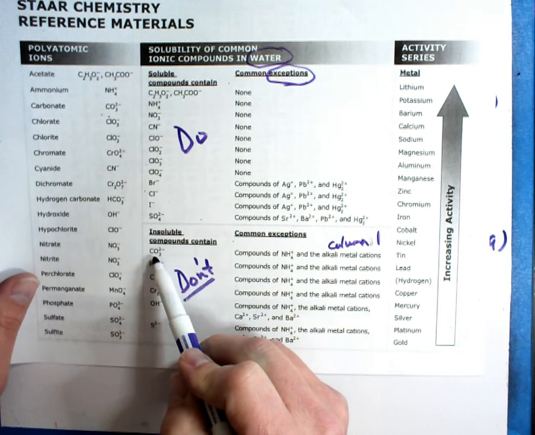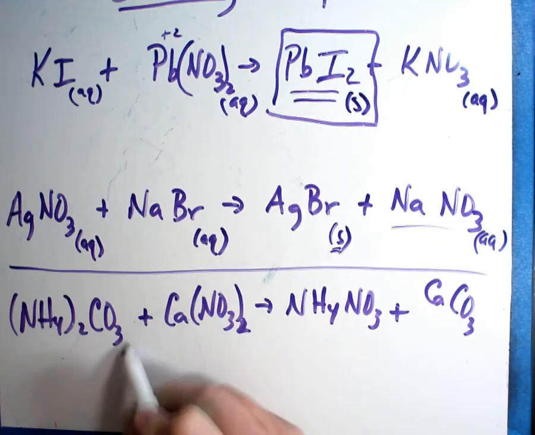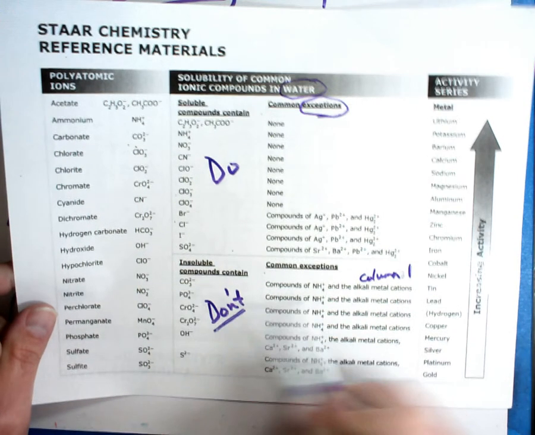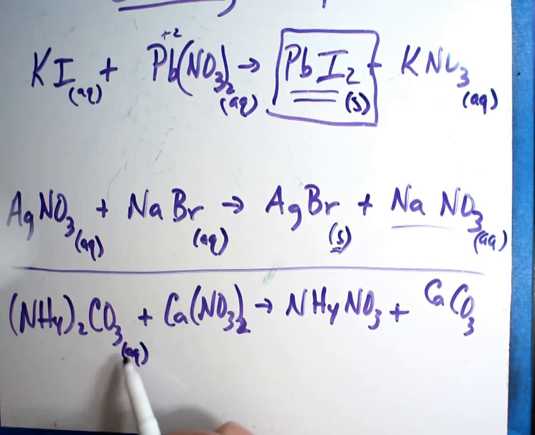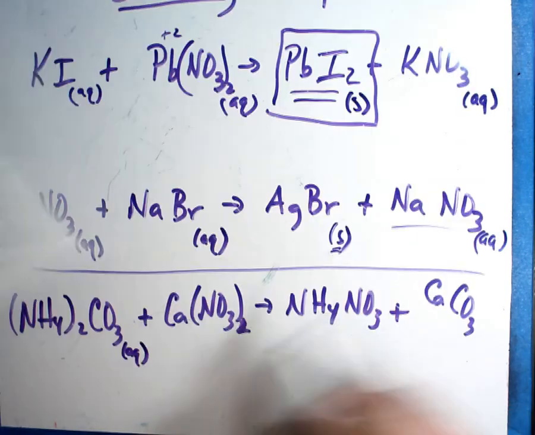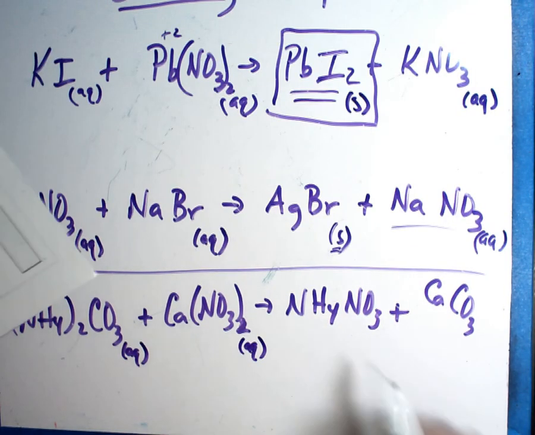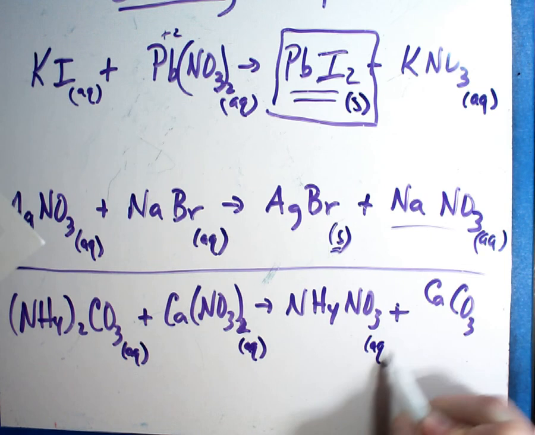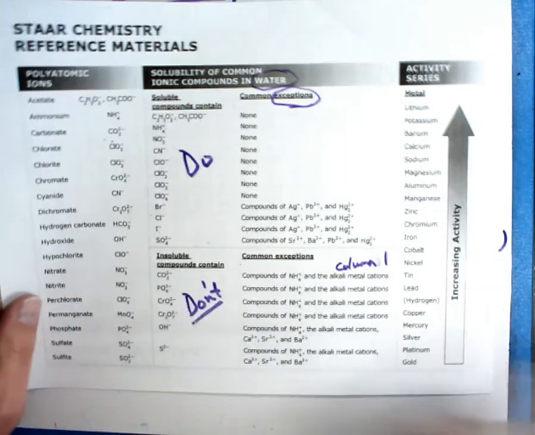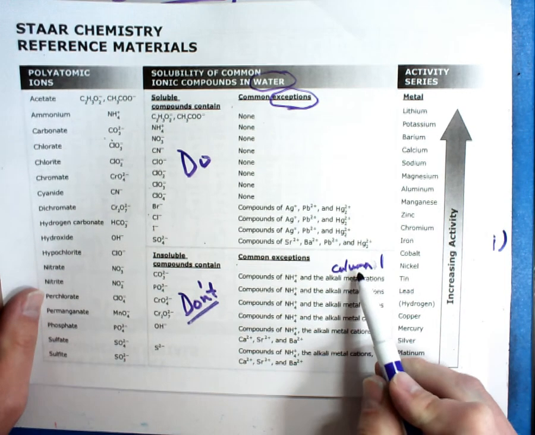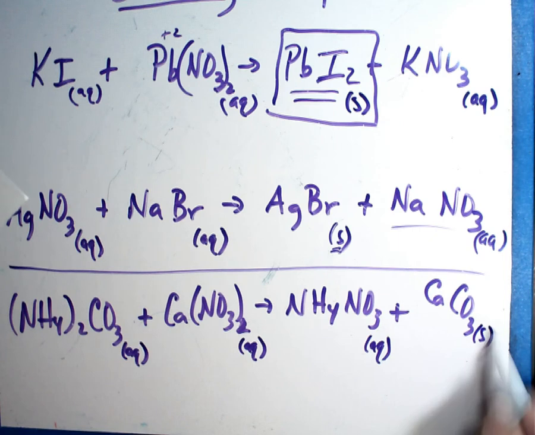Ammonium carbonate. Carbonates down here, they all don't, but ammonium carbonate does. So that's AQ. Let me say that again. All of these don't dissolve, except it says ammonium carbonate does dissolve in water. So that's an AQ. That's clear. Calcium nitrate. Nitrate is right there. All of them, that's AQ. Okay, it's a clear solution. Ammonium nitrate. Nitrates up here, they're all dissolvable. Calcium carbonate. Carbonate, insoluble. Alkali metals, column 1. Well, calcium is in column 2, so there's my solid.